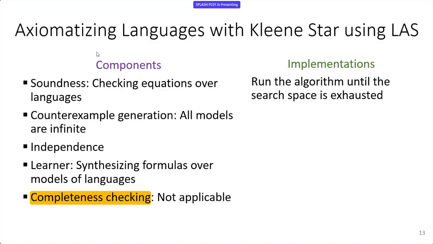Finally, completeness checking is not applicable here because it is known that equational axioms alone are insufficient to characterize Kleene algebras. A famous work by Kozen completely axiomatizes Kleene algebras using both equational axioms and non-equational axioms. But since our logic is just equational axioms, in this case, we simply run the tool until it exhausts the search space. We made the search space large enough to include the reference axioms from Kozen's work. That's how we chose when to stop.